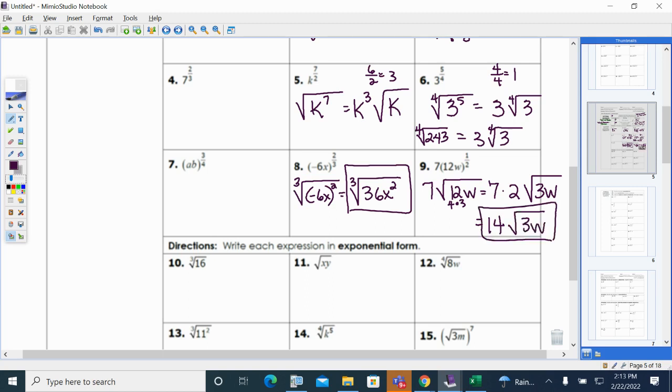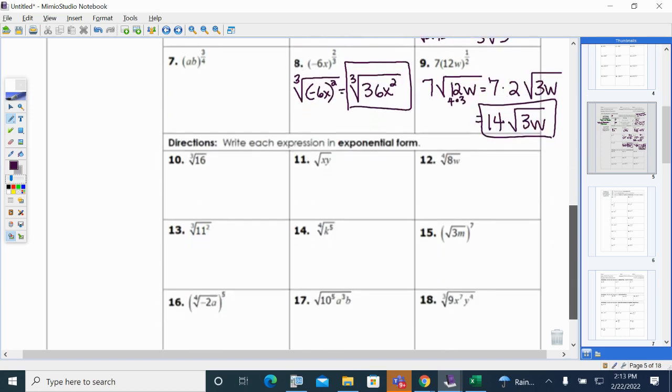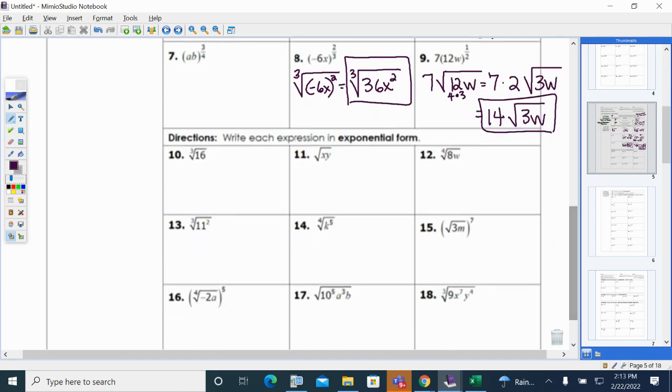All right, let's move on to the next section here where we're going to go the other direction. We're going to write each of these expressions in exponential form. So it's in radical form now. I'm going to write it in exponential form. On number 10, the base is 16. So I'm going to have 16 raised to the index is a 3, so that'll be 1/3 power.